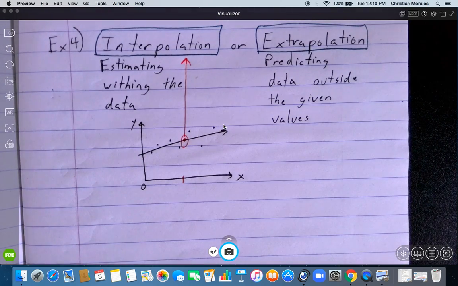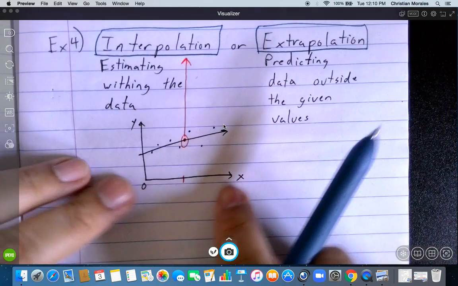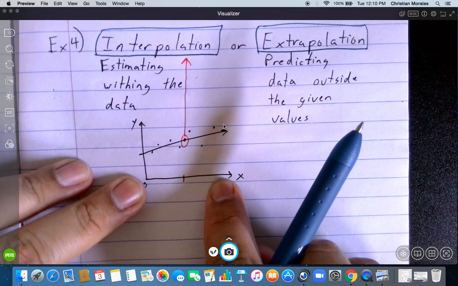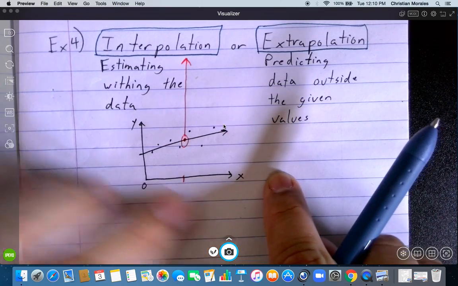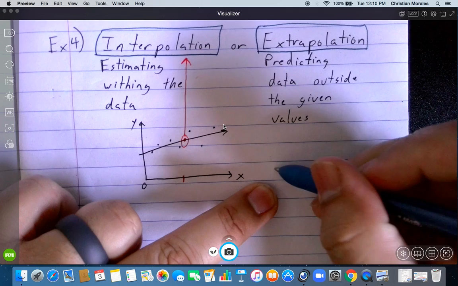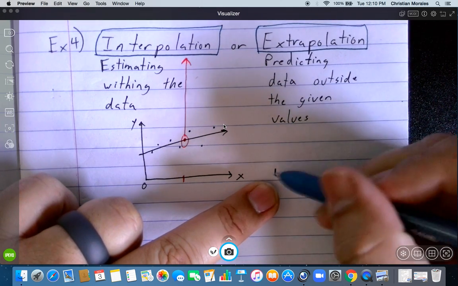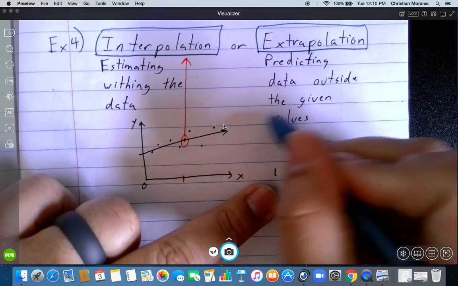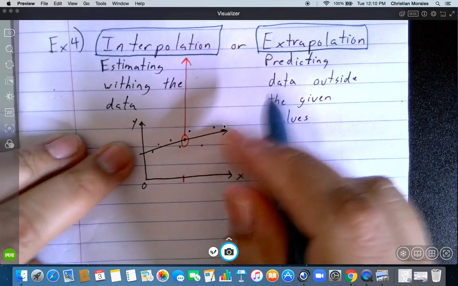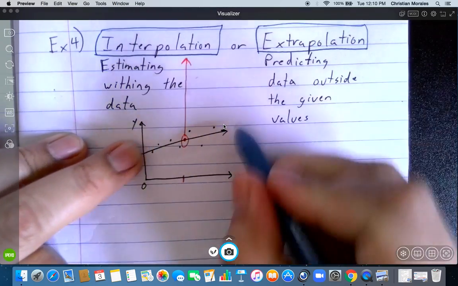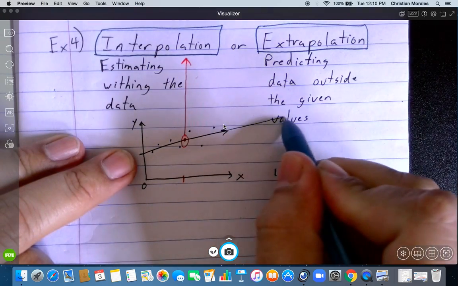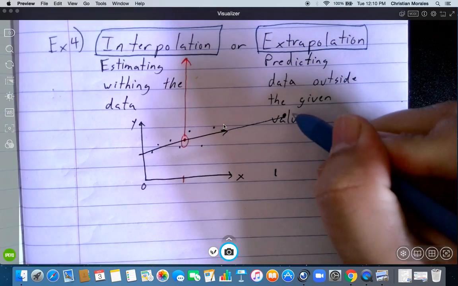Extrapolation would be, well, this is where the last piece of information was. What if we wanted to know something out here? What would be the information over here? Well, that would be later on. We don't have that. That's extrapolation. But if we had to guess, we would follow the line. That point would be higher, somewhere up there.